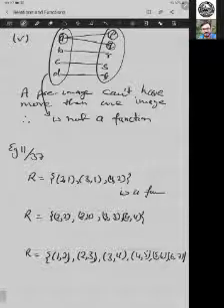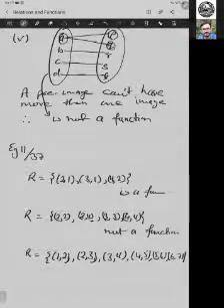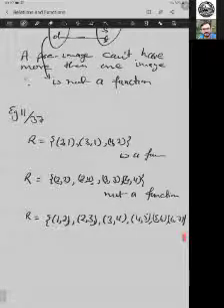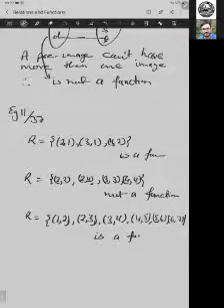2 is having image 4, 2 is having image 2. So a pre-image is having more than one image, therefore not a function. Now this (1, 2), (2, 3), (3, 4) is a function because no pre-image is having more than one image. Now we are coming to a conclusion.